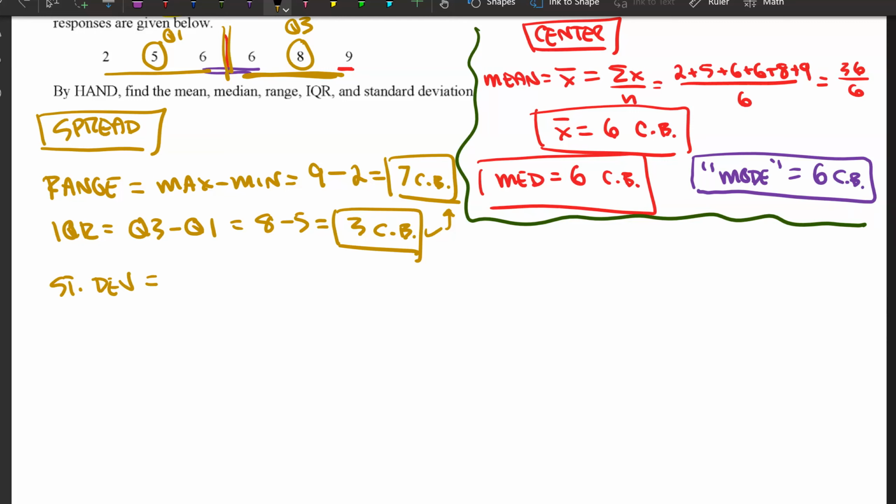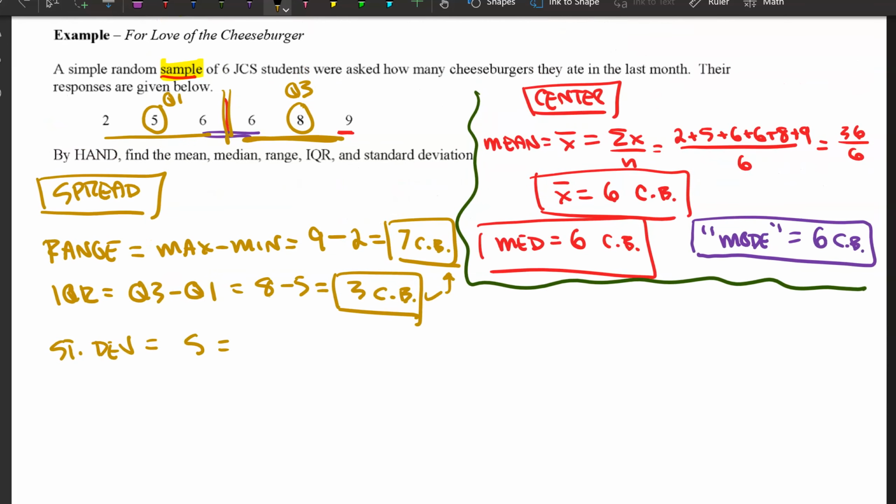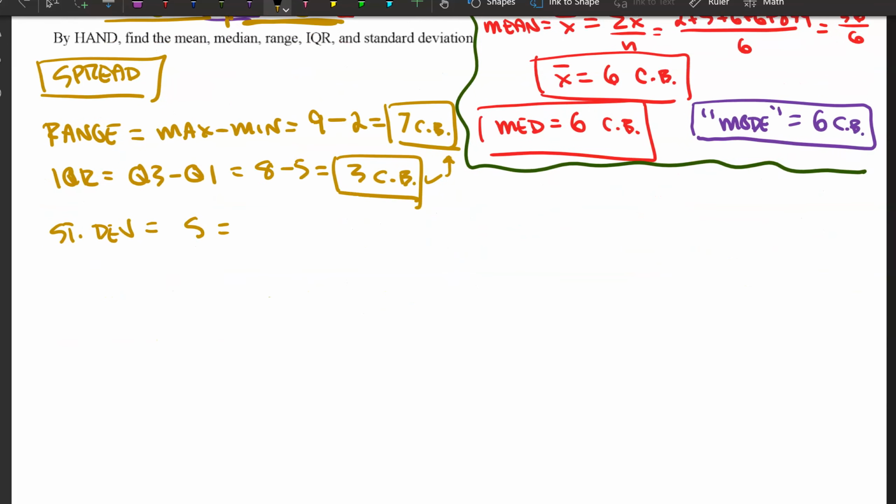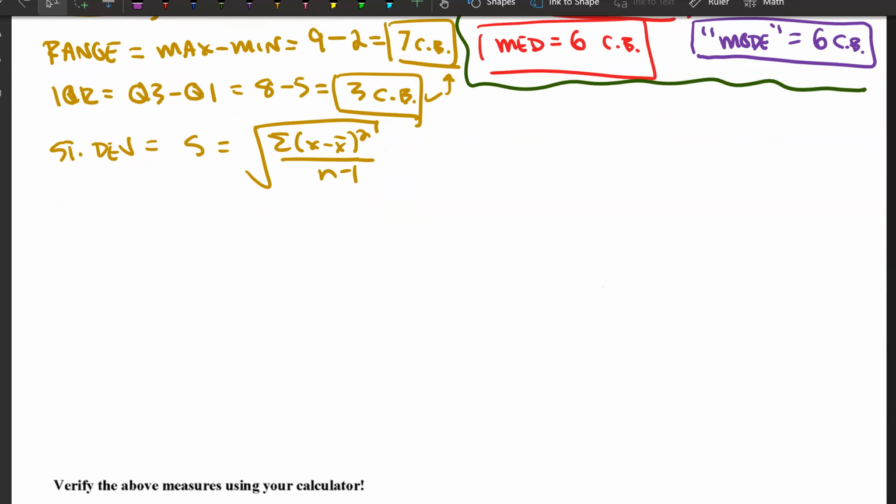Now standard deviation. So this is going to be S, or S of x, because it's a sample. And if we go look at the formula, it is the square root of the sum of x minus x bar squared over n minus 1. So now we get to talk a little bit about where this comes from and why this formula is what it is and what it means. So first, let's remember our x bar is equal to 6. We've done that already.